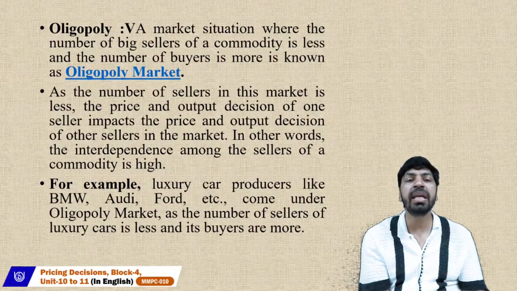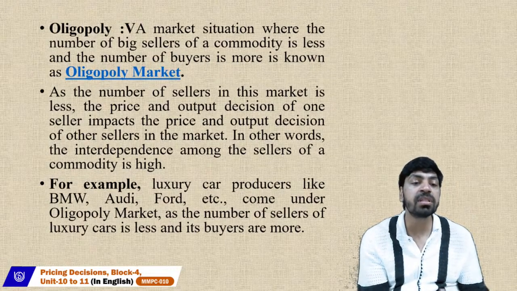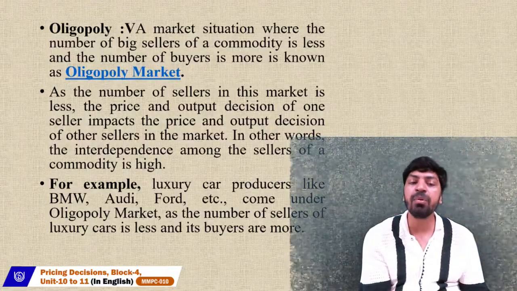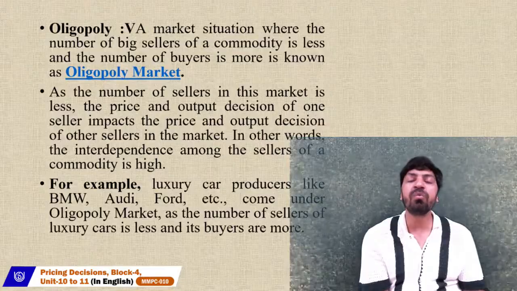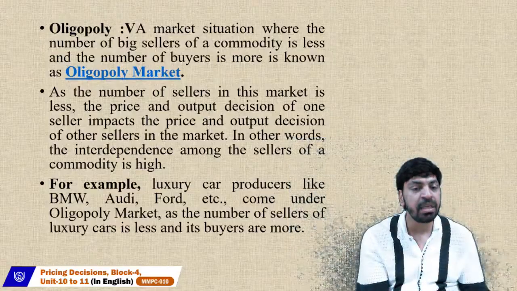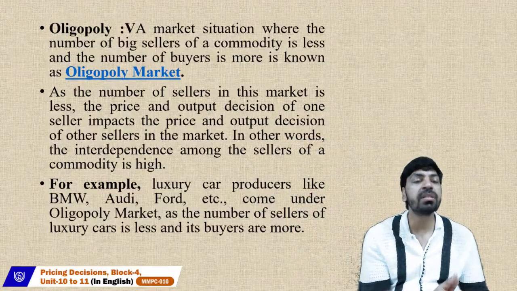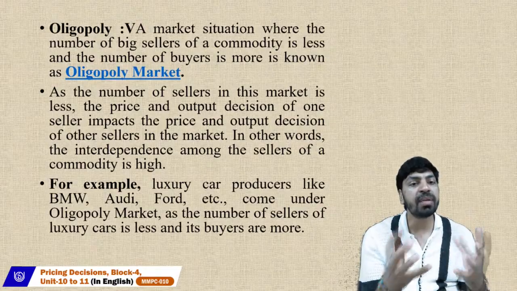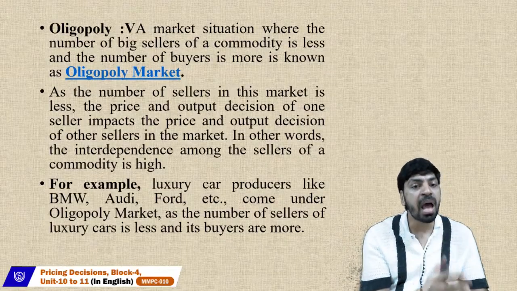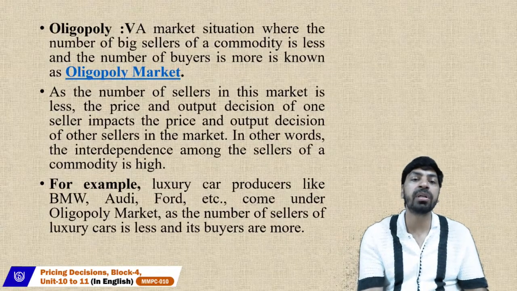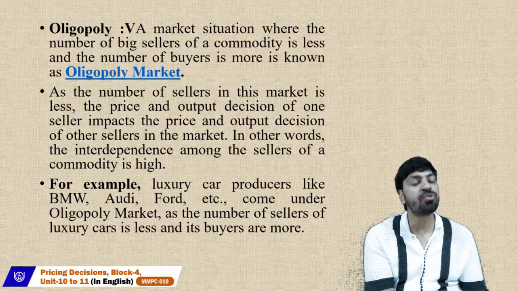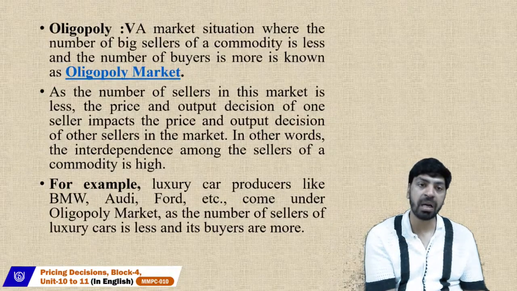Let's take an example. We can talk about luxurious goods, or the producers of such luxurious goods like BMW, Audi, Ford, etc. They always come under the oligopoly market where the number of sellers is less and the buyers are more. So this is how such situations arise when the sellers are less, but of course the supply or output of such products is in shortage. So that becomes the situation of an oligopoly market.